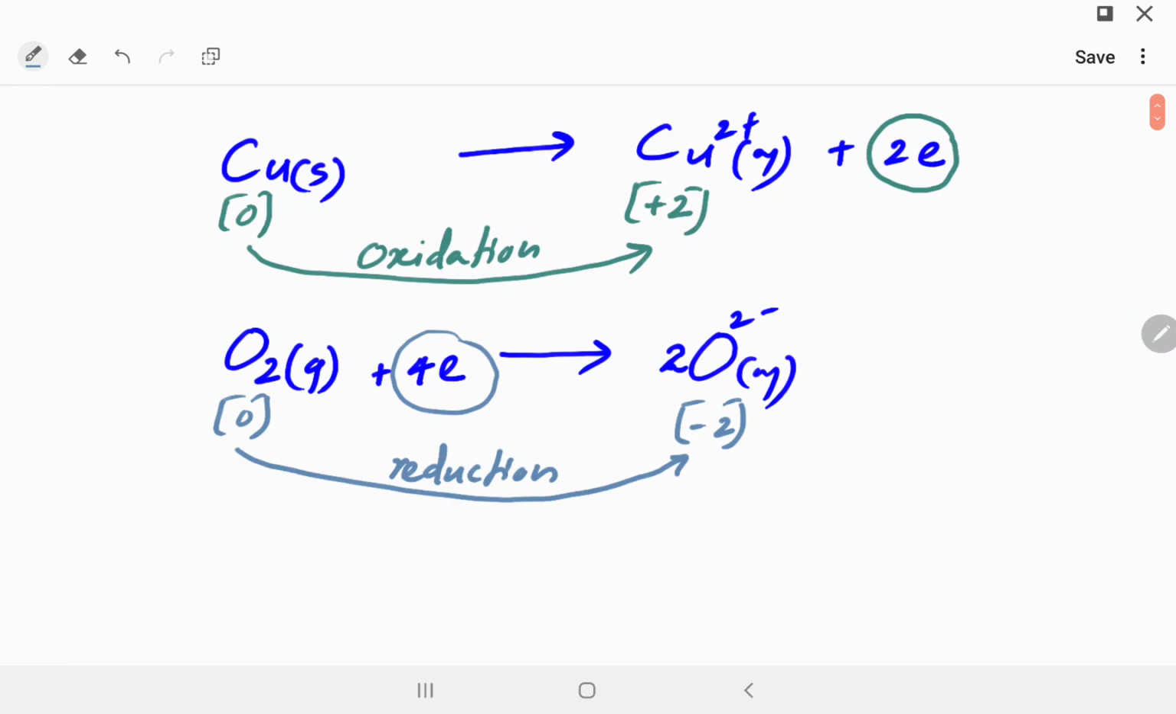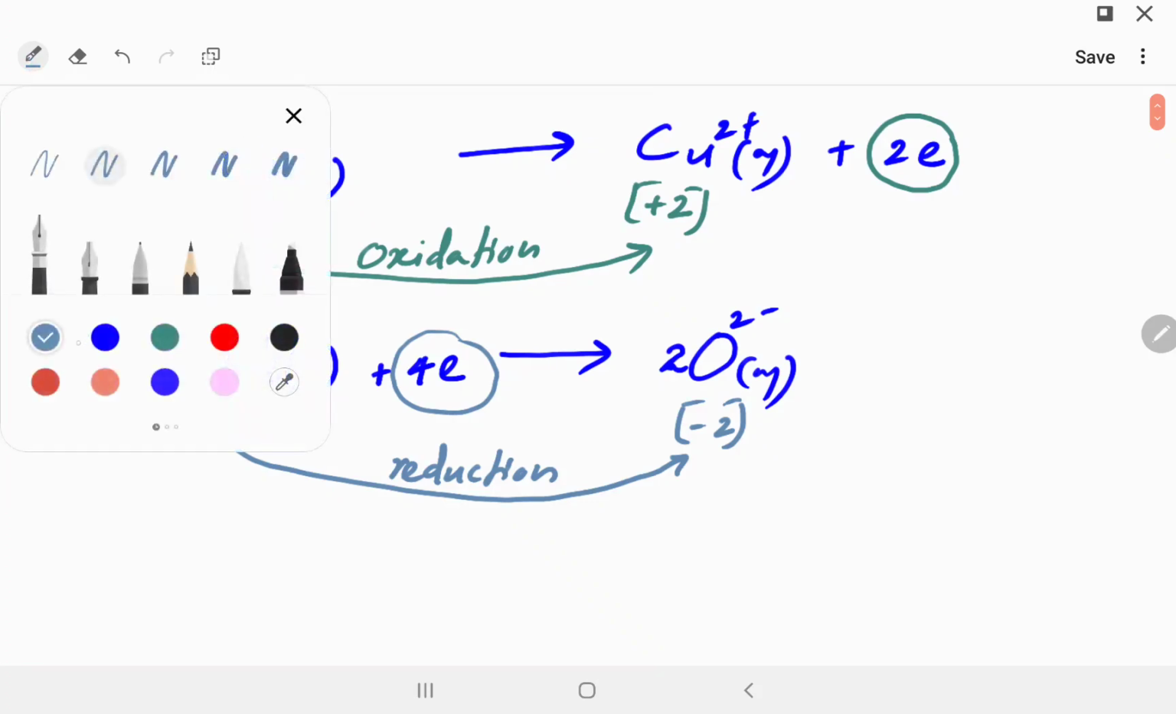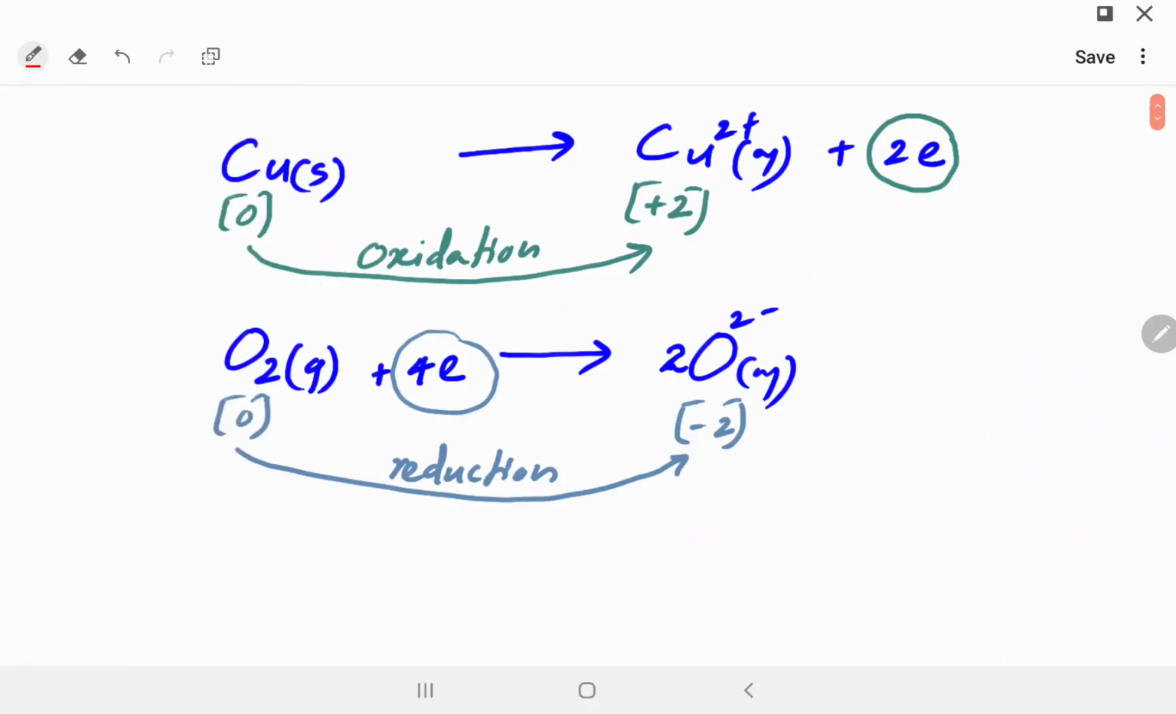All right, so these are the two half reactions, oxidation and reduction, okay? During oxidation, copper metal is oxidized to copper 2 plus, releasing 2 electrons. And when molecule oxygen goes to oxide anion, 2 oxygens are involved, and each oxygen is gaining 2 electrons. So you have 2 oxygens, so you need 4 electrons. So these are our half reactions. So let's number them. This is our first half reaction, this is our second half reaction.